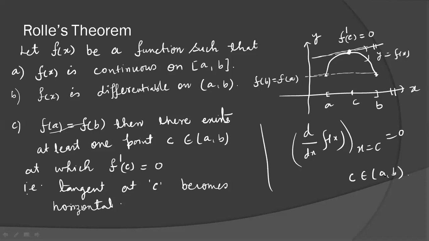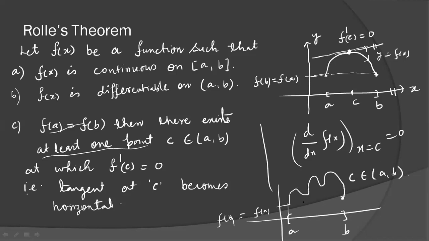It is not necessary that there always exists only one c. It is at least one. Means the values of c can be more than one also. What is the meaning of this? We can suppose any function like this. Suppose at a the value is f(a), and at b the value is f(b). This is the same, but the function looks like this. Then you have more than one c. It can be this is c, this is your c, this is your c. So you are getting more than one c which is lying in the open interval (a, b), but the condition is the function must be continuous and differentiable in the given intervals. This is Rolle's theorem.